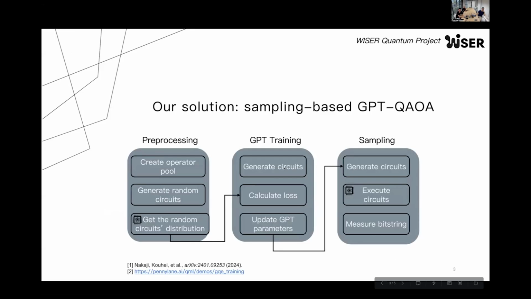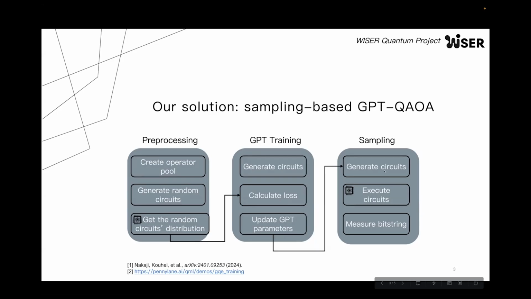This is how the algorithm architecture looks. First, generate the operator pool with lots of QAOA type of gates with random parameters, mixer layers and cost layers. And then we generate random QAOA circuits based on the gates in the gate pool. Then we use the simulator to get the result, the distribution of each QAOA circuit. And we use this as the training data to train a GPT model. And we use the CVaR loss function to update the GPT parameters, and we save the best GPT model.